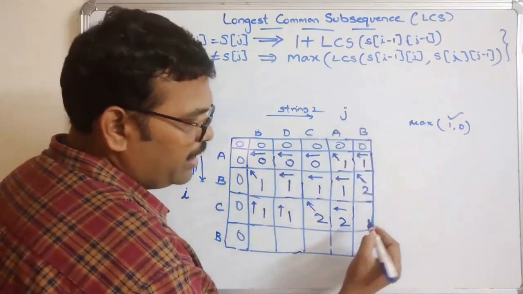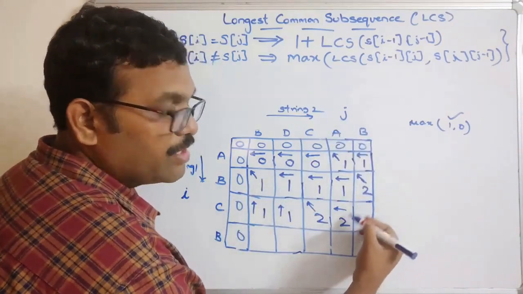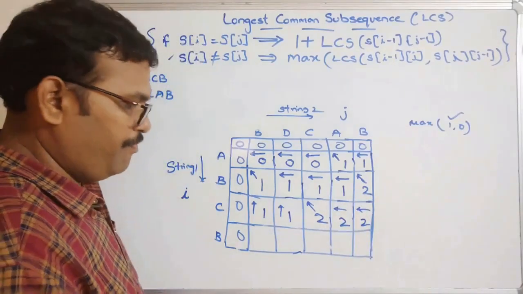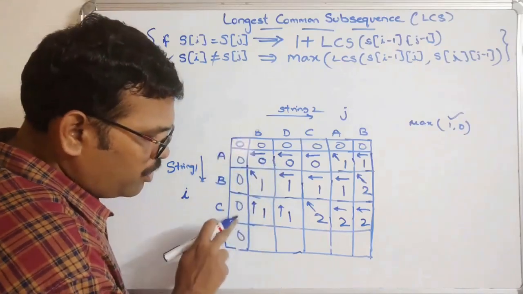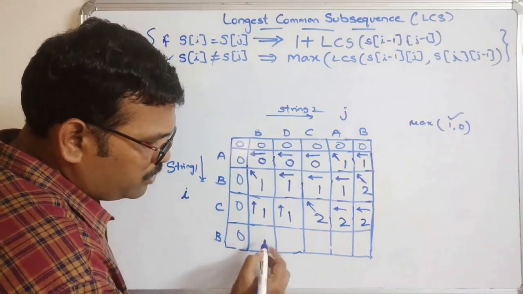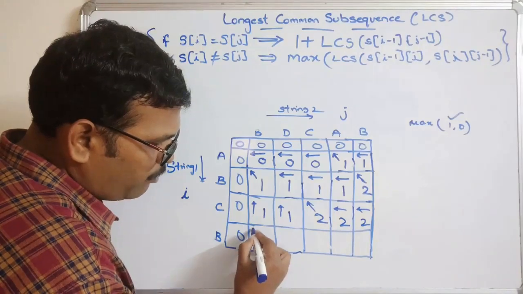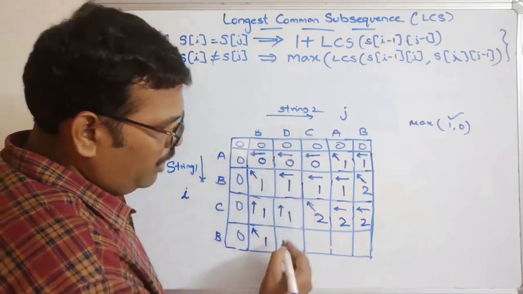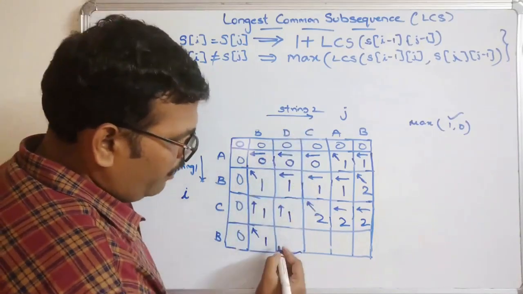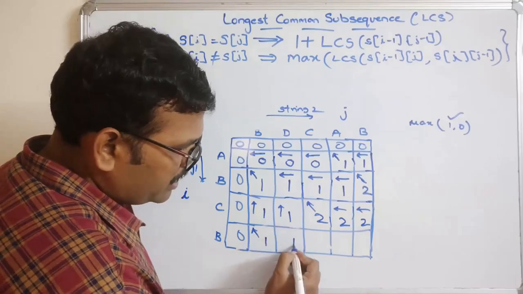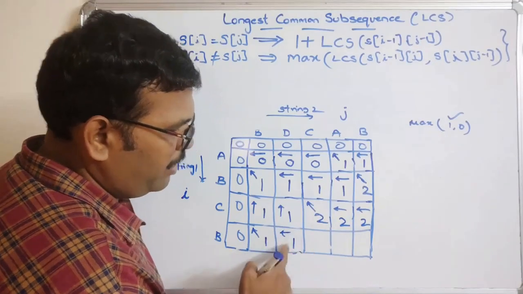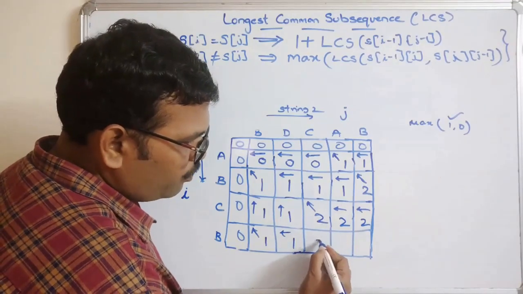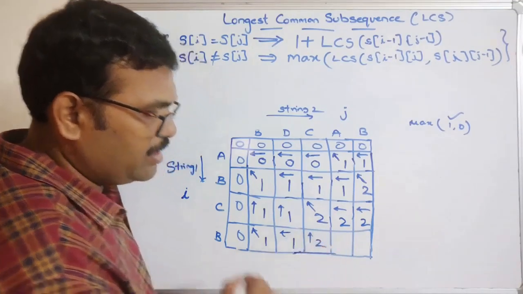And C and B both are unequal. So here in the diagonal, both are having the same value. So you can consider anything and use an arrow mark. Now B and B both are equal. So increment the diagonal element 0. So 0 will become 1, and the arrow mark will be like this. And B and D both are unequal, right? So among these diagonal, we have to consider 1, and I am considering from this cell. And B and C both are unequal. So 1 and 2 are the diagonal elements. So 2 will be the maximum. I am considering this way.